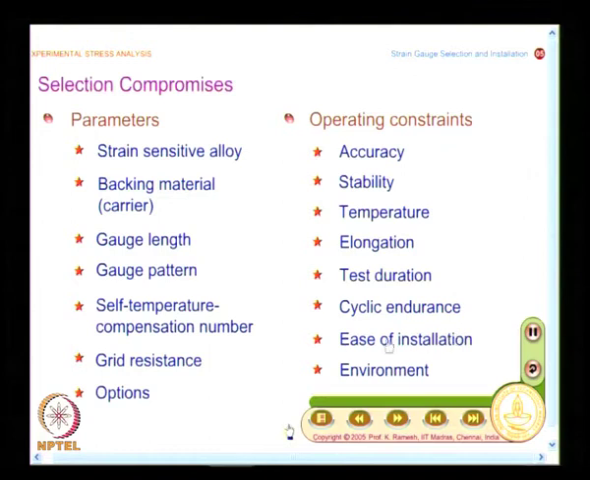And particularly in transducer applications, I need to ensure cyclic endurance, and you should not ignore the difficulties in installation. That is why ease of installation is also one of the operating constraints. And finally, what is the environment? Am I working at room temperature or am I working in an aggressive environment like exposure to sea water?